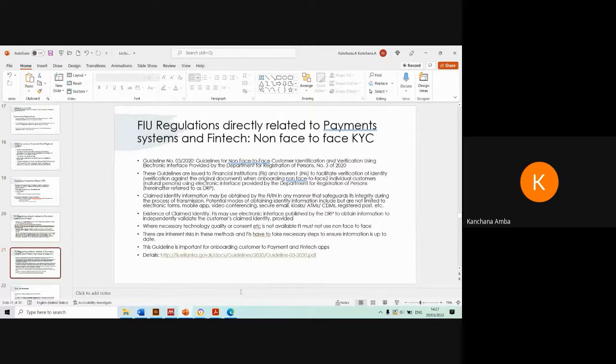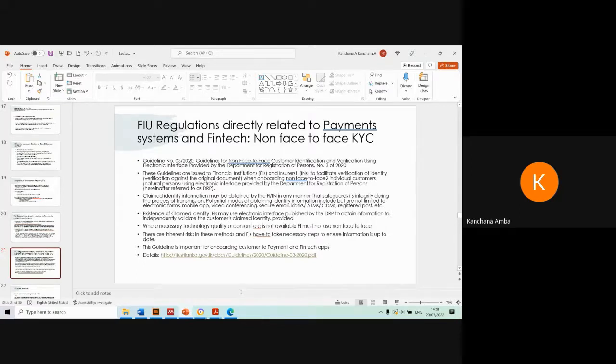So, the claimed identity information. The guidelines are issued to financial institutions and insurers to facilitate verification of ID against the original document when onboarding non-face-to-face individual customers, using the electronic interface provided by the Department of Registration of Persons, right? The claimed identity information may be obtained by the financial institution or insurance institution in any manner that safeguards its integrity during transmission. That means that while the information is being transferred, you must know that it is not going to be infiltrated and hacked, or changed.